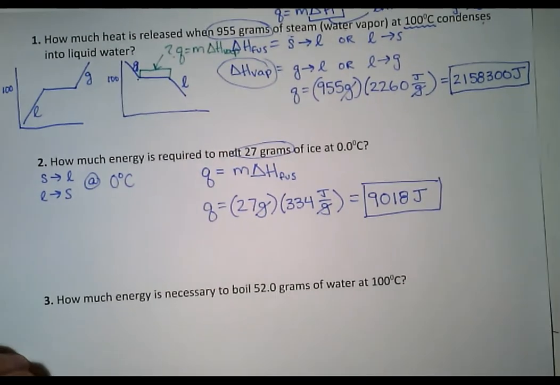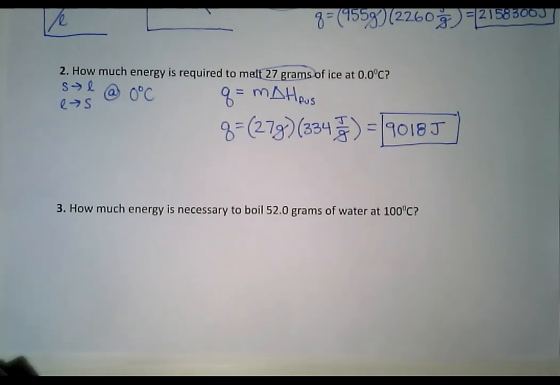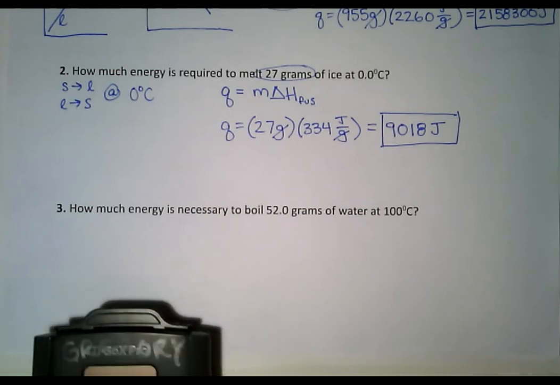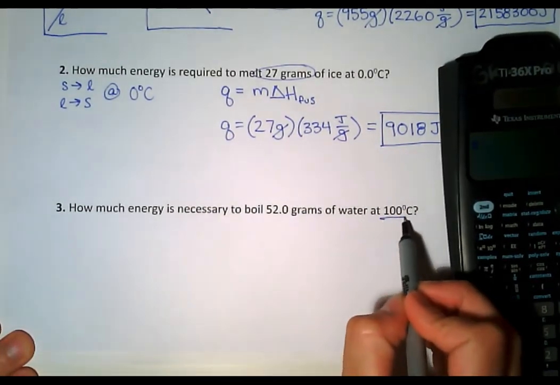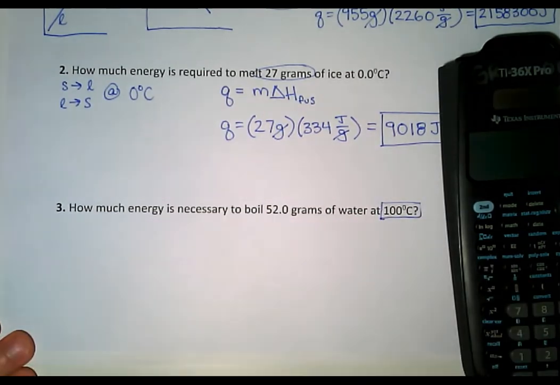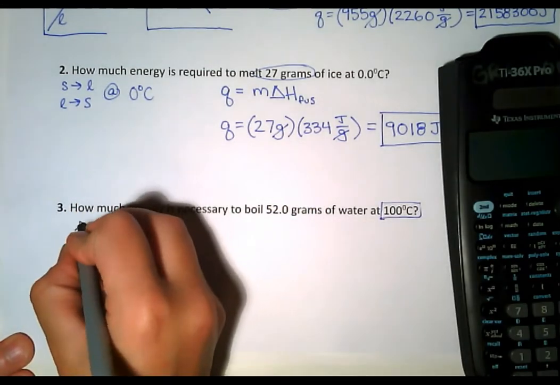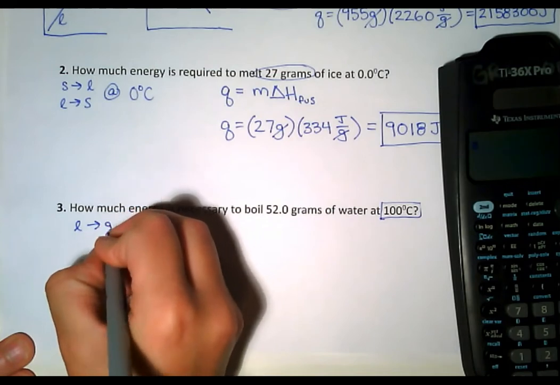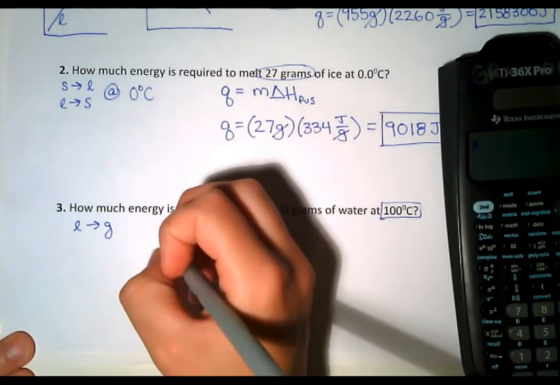Number 3 says how much energy is necessary to boil 52 grams of water at 100 degrees Celsius. So our water is already at its boiling point. Water boils at 100 degrees Celsius, so we just need to know how much energy is required to boil off the water, to cause the water to go from the liquid phase into the gas phase. And so here we are going to use our delta H of vaporization.